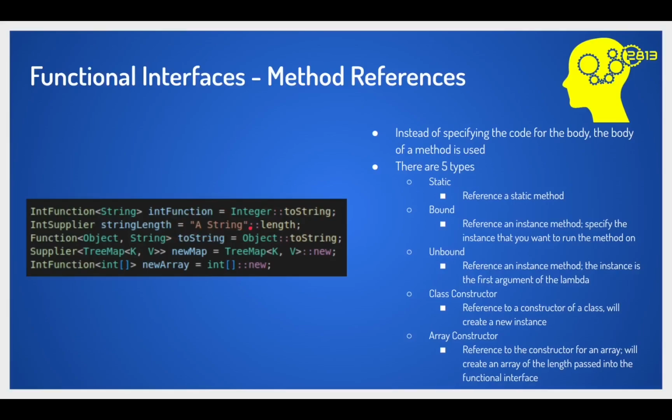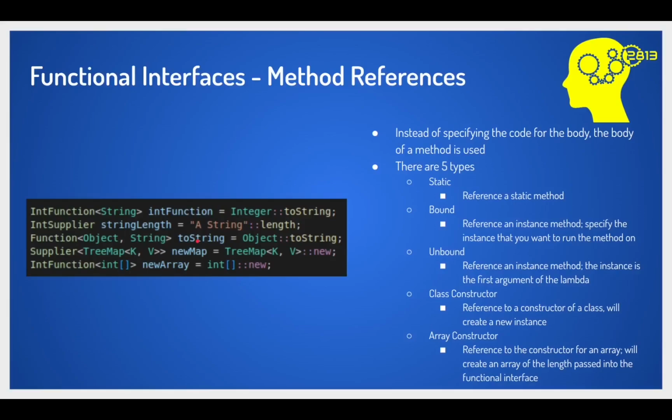Then we have unbound. Unbound is also for instance methods. So you specify the type and then the method, and then the resulting functional interface will take an object of the type, and then it will call the method on it, and then the rest of the parameters or return type will be the same as the method. For example, here, Object's toString method takes no arguments and returns a string. But since it's unbound, we take in an object that toString will be called on, and it will return the result of the toString call.